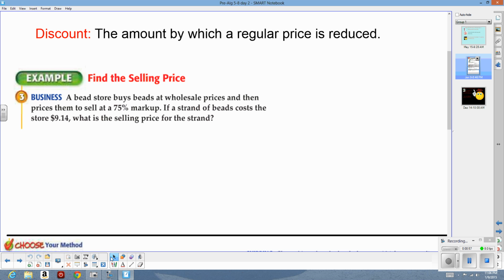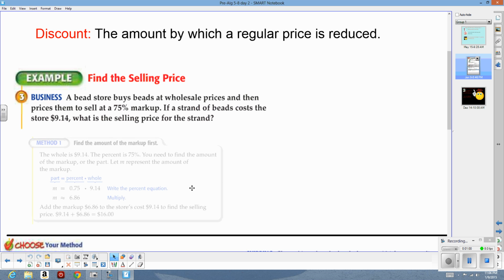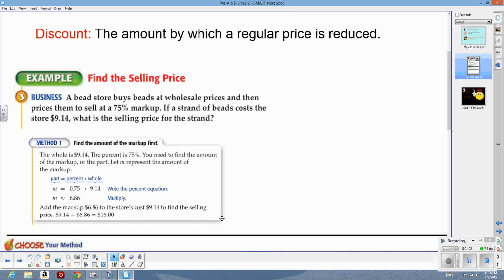Well, the first method would be to figure out the amount of the markup first. The amount of the markup is 75%, so you could calculate 75% of $9.14. It's about $6.86. That's how much they're going to increase the price by. So to find the selling price, they're going to take the $9.14 that they paid for it and add to that $6.86 that they're going to mark it up for a selling price of $16. Now that's the two-part way of getting to the answer.